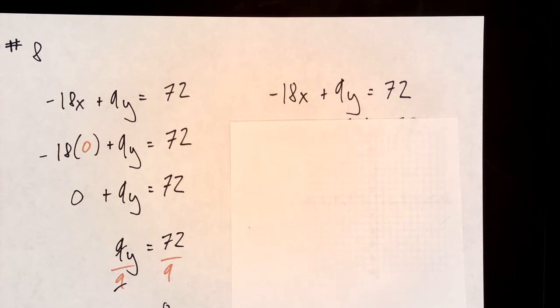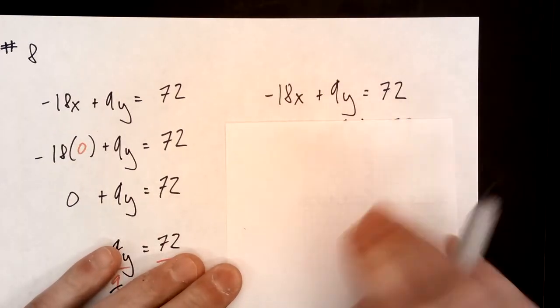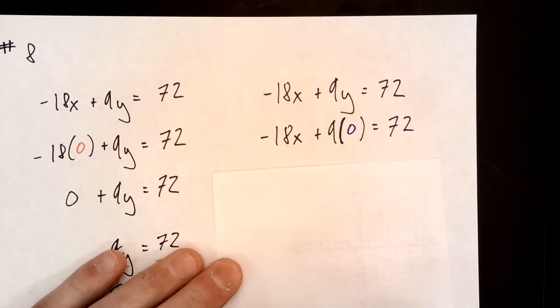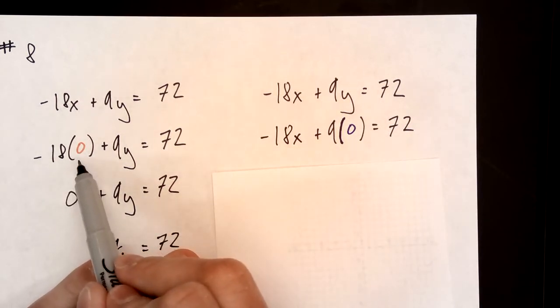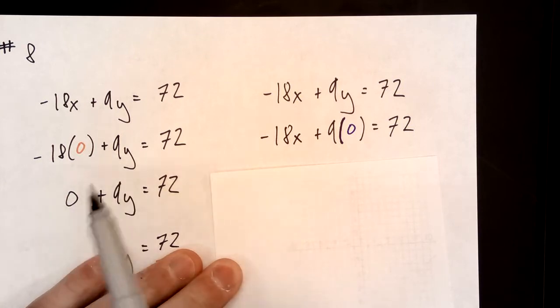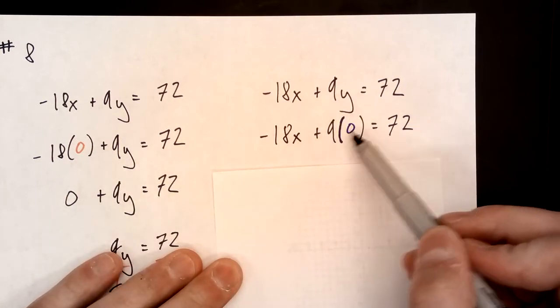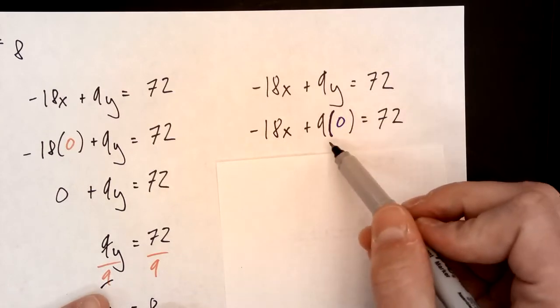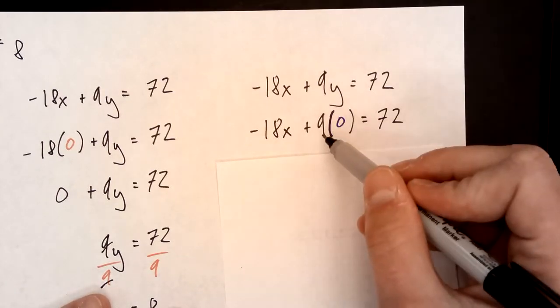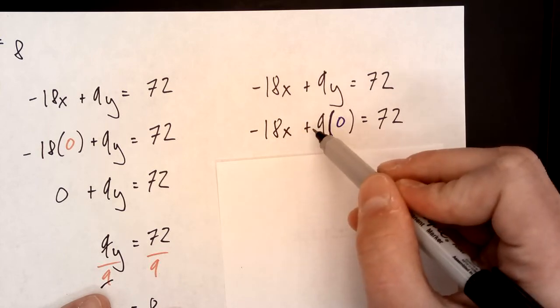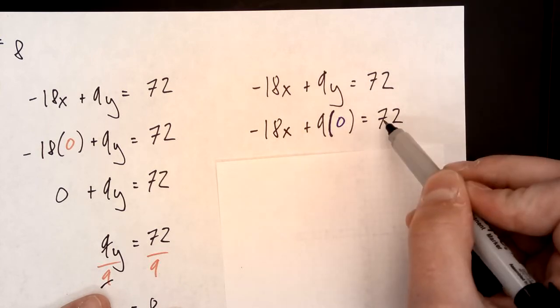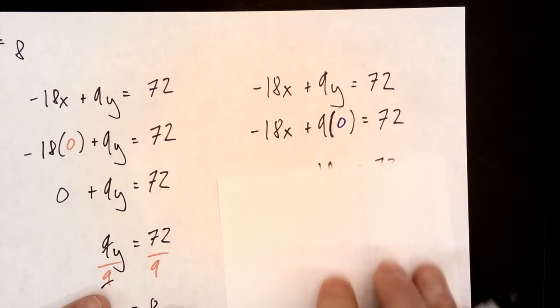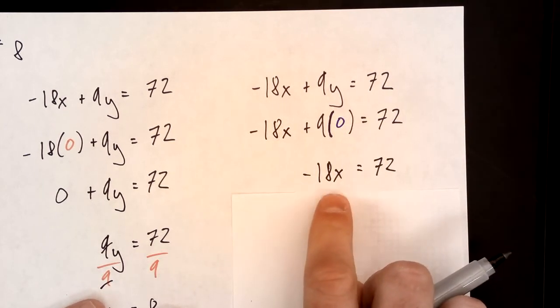Now in order to find the x-intercept, I'm going to have to plug in 0 for y now. So last time I plugged in 0 for x to find the y-intercept. This time I'm plugging in 0 for y, and I'm going to find the x-intercept. Now 9 times 0 is just 0, so really -18x plus 0 equals 72. It's like this term doesn't even exist anymore. So really, this is the equation I'm solving.